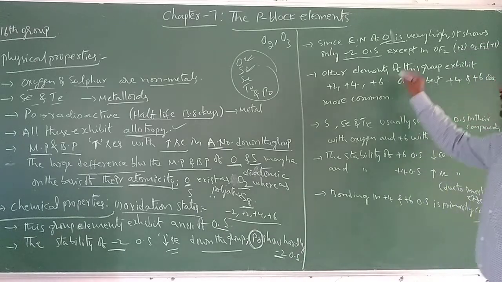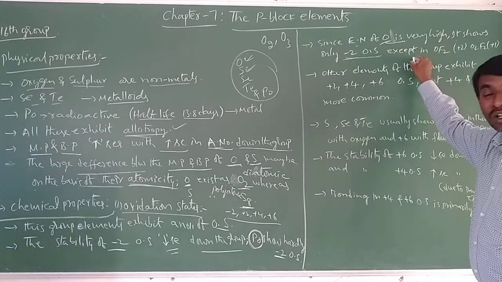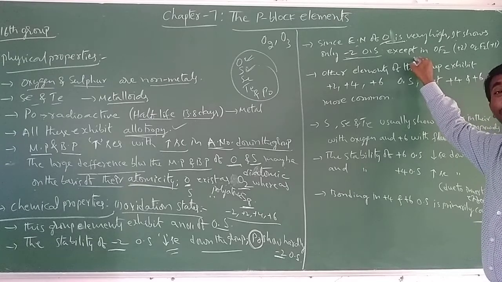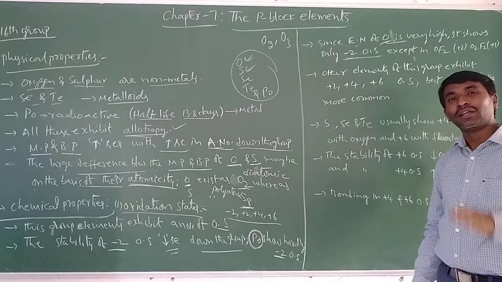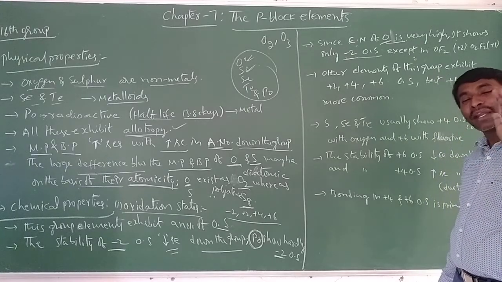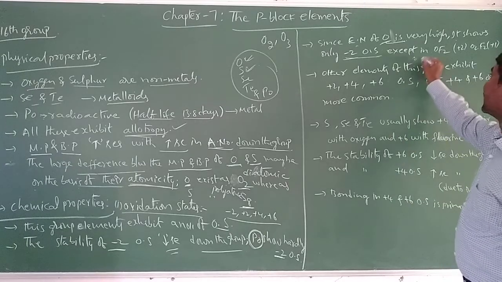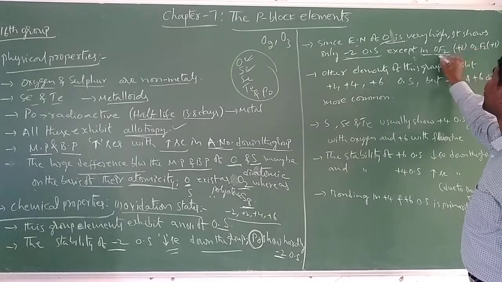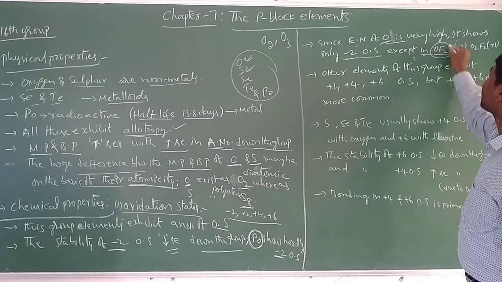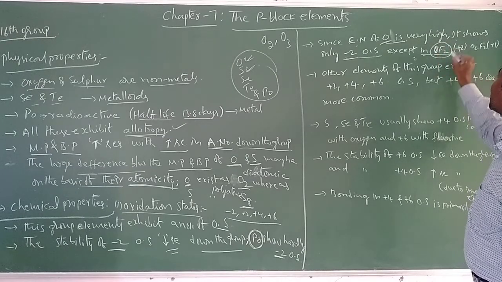So oxygen always shows a -2 oxidation state in its compounds, except in some cases when it is combined with fluorine, where it shows a positive oxidation state. Why? Because fluorine is highly electronegative. So oxygen shows -2 always except with fluorine. OF2, this is one of the molecules in which oxygen shows a +2 oxidation state.